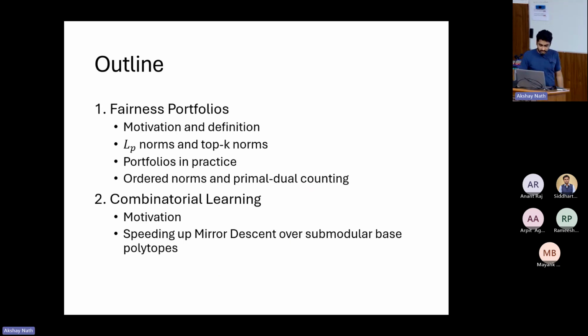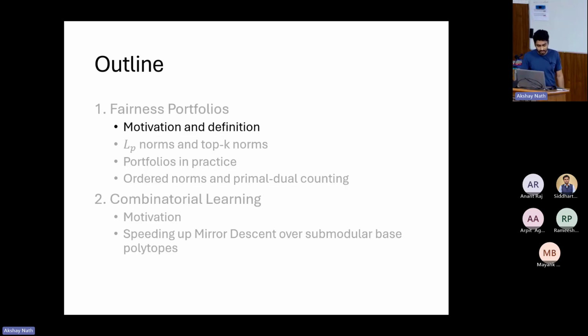Right. Here's a brief outline of the talk. So I'm going to start with what we call fairness portfolios, and its connections to multi-objective optimization. And the second half of the talk is going to be more about online learning on combinatorial polytopes, where we discuss a different trade-off between two different objectives. So I'll get started with the first one.